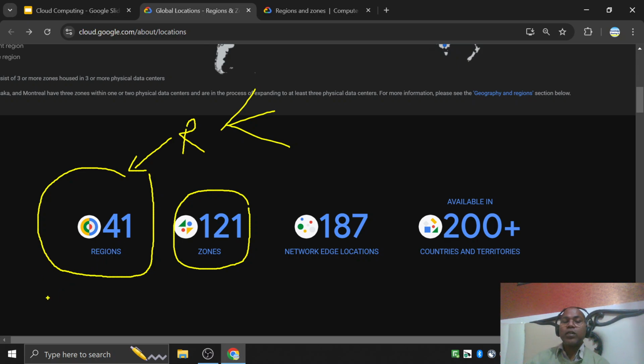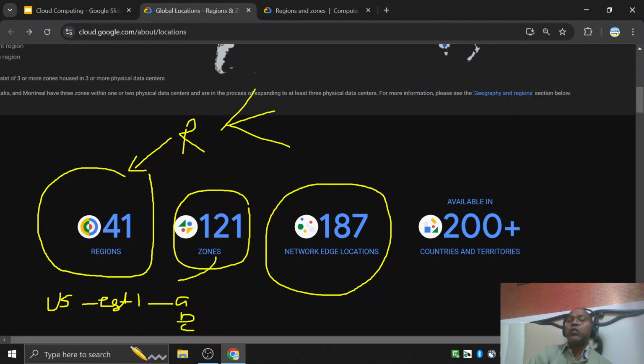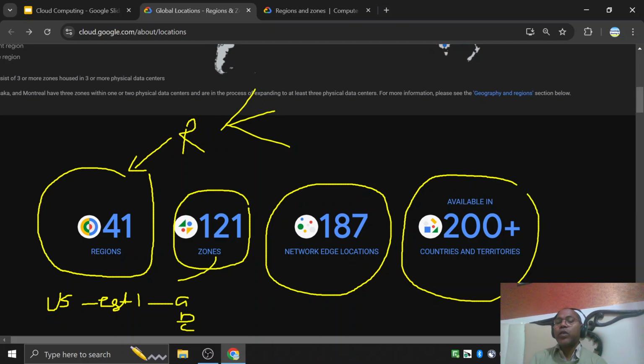How do you identify regions? A region generally follows a region code like us-east1, 2, 3, 4, similarly us-central1, 2, 3, 4. And a zone is identified with a hyphen and a letter, A, B, C. Google also has around 180 network edge locations. An edge location is the location nearest to the customer, so almost 181 such locations exist. With edge computing, Google is trying to serve customer requests from the location nearest to the customer. And Google's cloud infrastructure is available in more than 200 countries and territories.